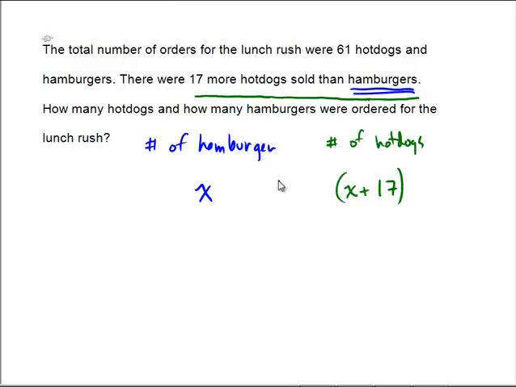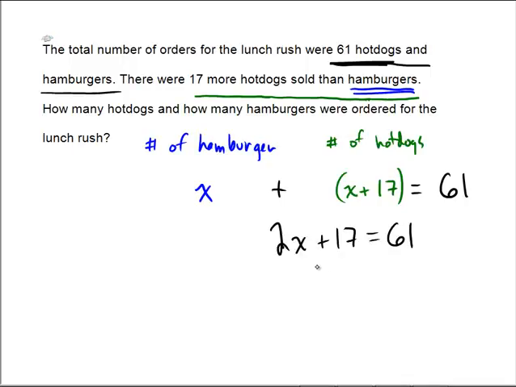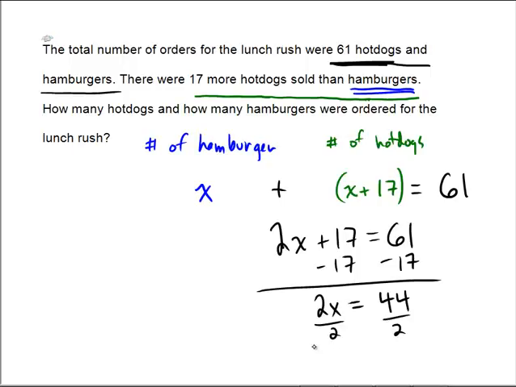Then, what do we get when we take this all together? Well, all together, there were 61 hot dogs and hamburgers, so when we add up the hamburgers and the hot dogs, we should get a total of 61. And now we're into algebra land. x plus x is 2x plus 17 equals 61. Minus 17 from both sides to leave me with 2x equals 44. Divide by 2, and it looks like x is coming out to be 22.